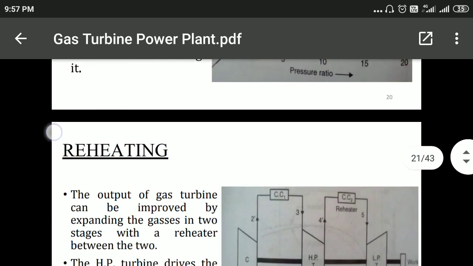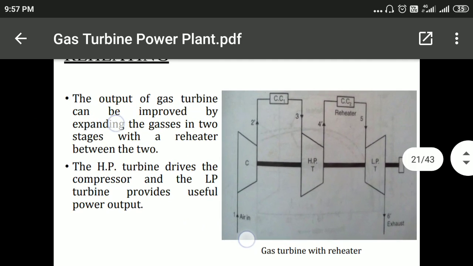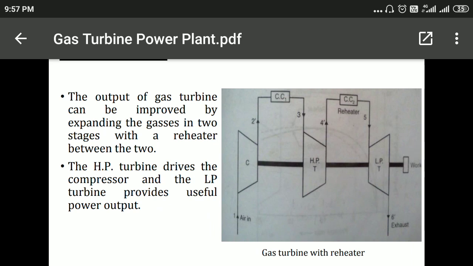Next is reheating. Reheating is a device kept between two turbines, where the expansion of the hot gases takes place in two stages. As given here, the output of the gas turbine can be improved by expanding the gases in two stages with a reheater between them, utilizing two turbines.